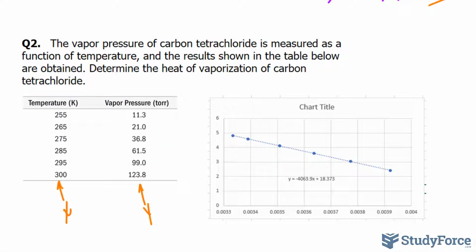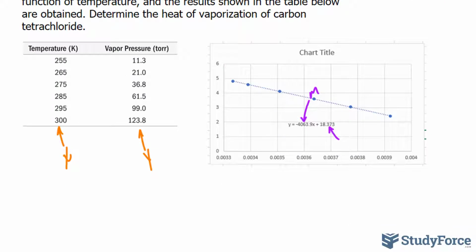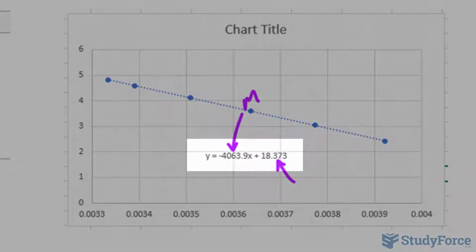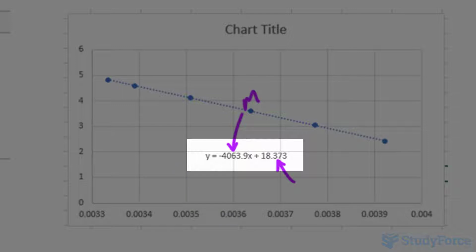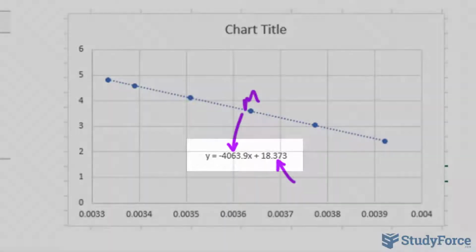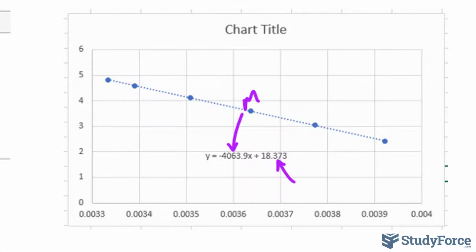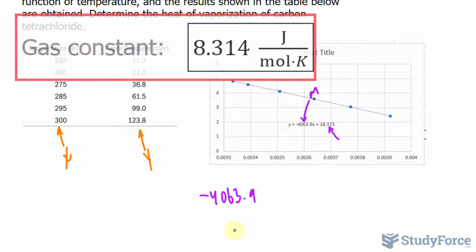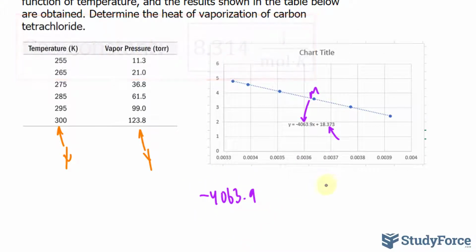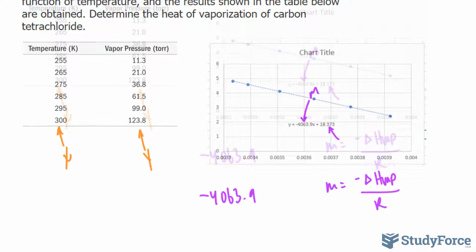So here's what I get. This right here is my slope. This is my y-intercept. And just like before, there's a way that you can relate the slope, which in my case is negative 4063.9, with the heat of vaporization and the gas constant. So it turns out that the slope, m, is equal to negative delta H vap over R.